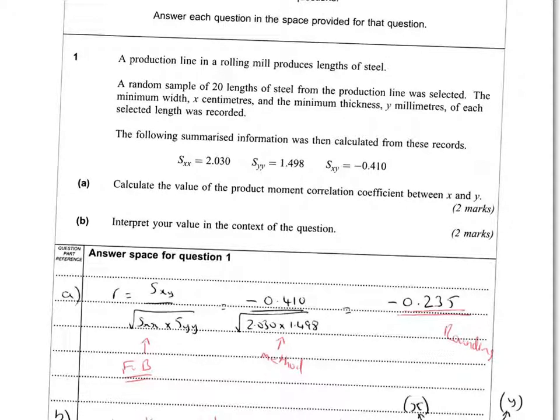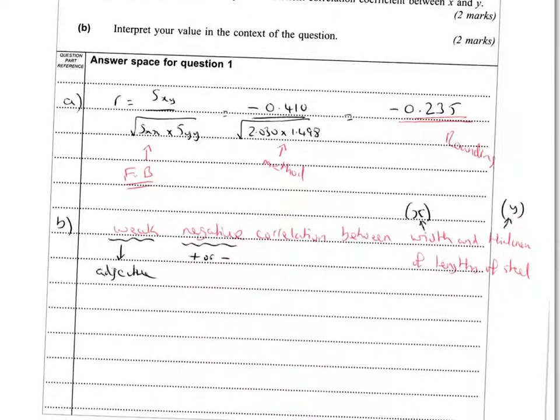In this first question, you can see that the first part of the question where you have to work out the PMCC, you're going to have to use summarized data, which means you have to refer to this formula, which is in your formula booklet. Make sure you use full accuracy and round off your final answer to the required level, which is 3 significant figures. For the second part of the question, interpret in context of the question.